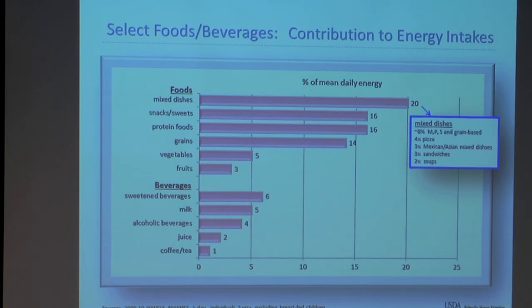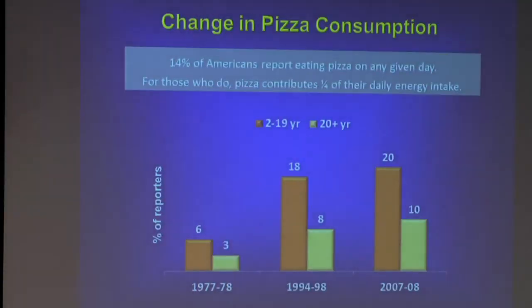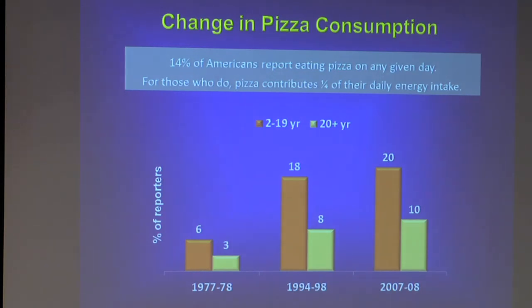Mixed dishes here include meat, poultry, seafood, and grain-based, with a combination at 8%. 4% of our energy comes from pizza, 3% from Mexican or Asian type dishes, 3% from sandwiches, soups, etc. But this slide shows the change that has gone on in pizza consumption. 14% of Americans report eating pizza on any given day.